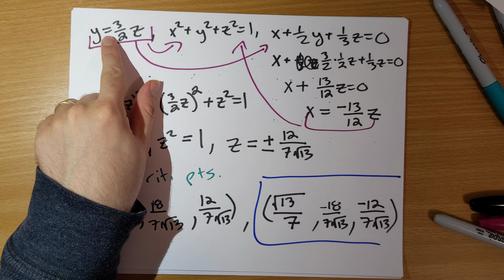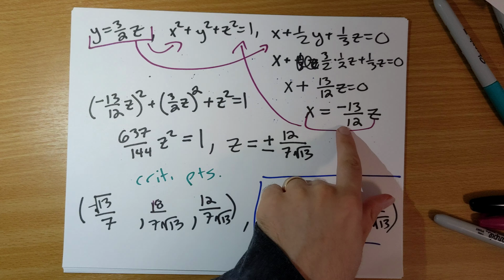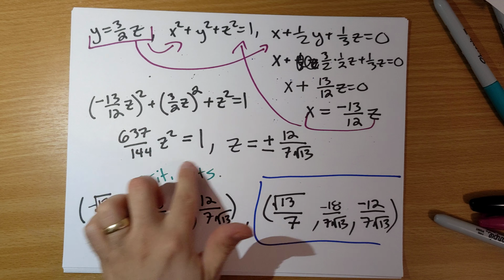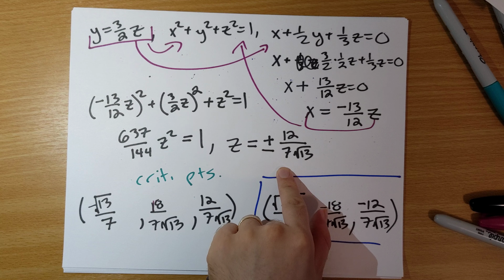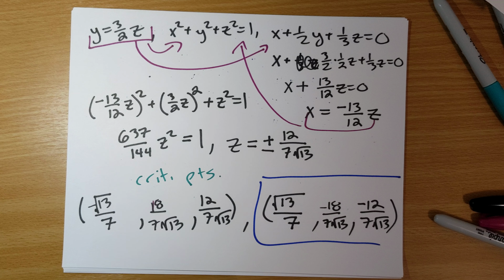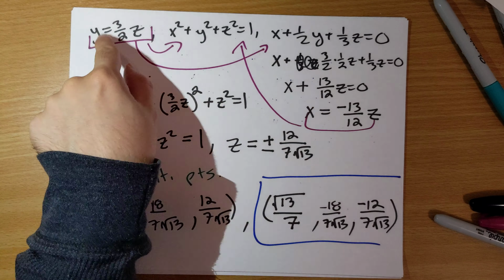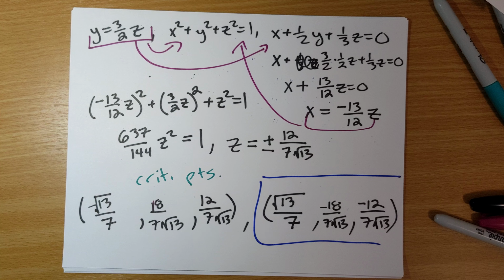We have y written in terms of z. We managed to get x written in terms of z. We substitute it into this equation so that at the end of the day, we only have one equation in one variable. We were able to solve that equation to get z is plus or minus 12 over 7 times square root 13. And then we go back and we're able to obtain x and y in those two cases. Okay.